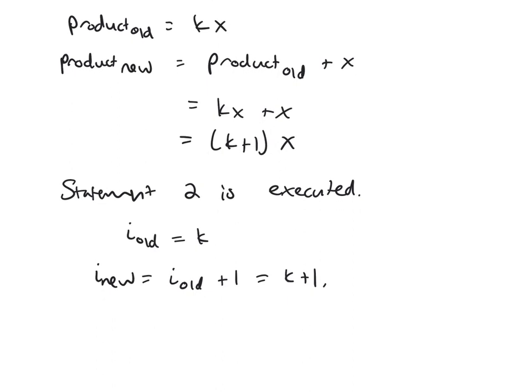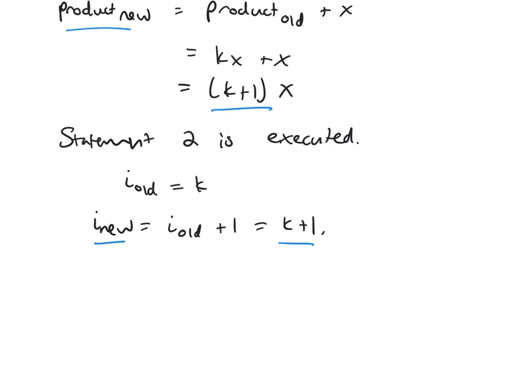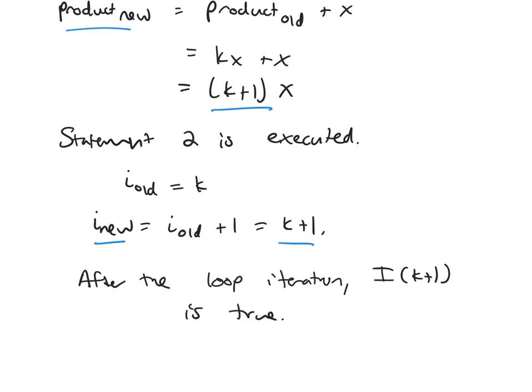So then let's look at what we have. The new value is k plus 1. Our product got changed to k plus 1 times x. And so now I can say after the loop iteration, Ik plus 1 is true. And this completes our inductive property.